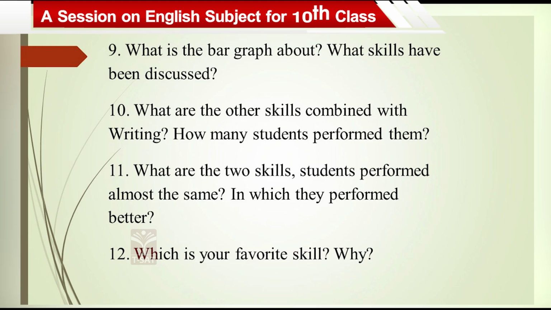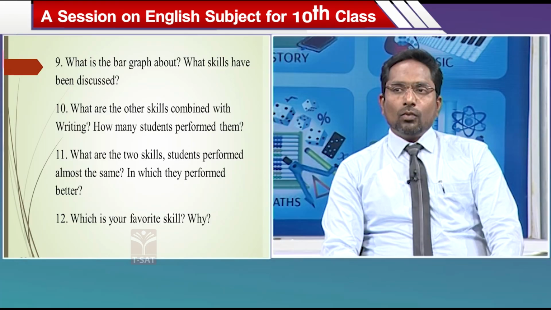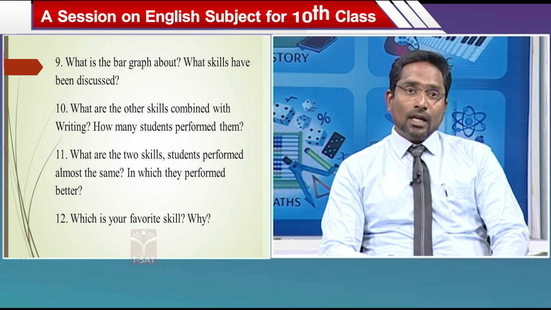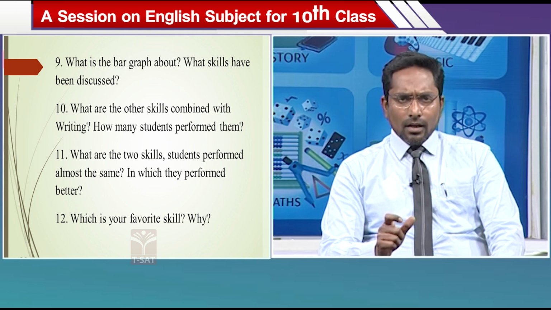Next one, ma'am, please. And then other skills combined. Here, what are the other skills combined with writing? So then you have to make sure what other skills are there, how much it is, how many students performed them. So you have to calculate there. Numbers should be seen very carefully. What are the 2 skills students performed almost the same? You have to say it's not the same, but almost the same, nearer, approximately the same. So then you have to find out 2 things and you have to write.